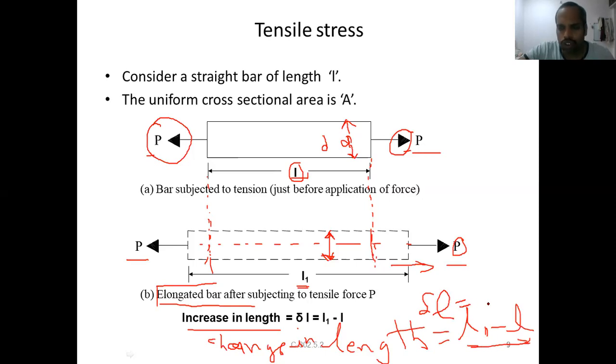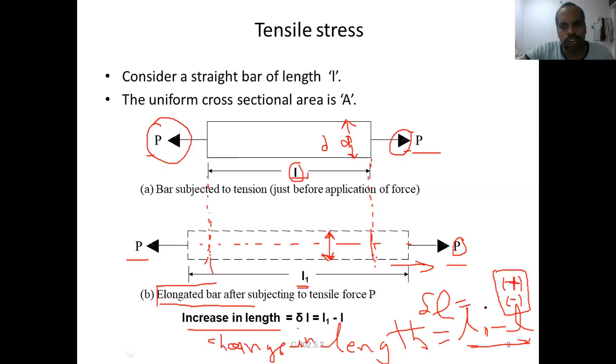Right? So if you want to give it some sign convention, we can assume anything. If you want to assume increase in length as plus, decrease in length as minus, you can assume anything. There is no hard and fast rule that you have to follow only this sign convention. As per your wish, we can observe it.